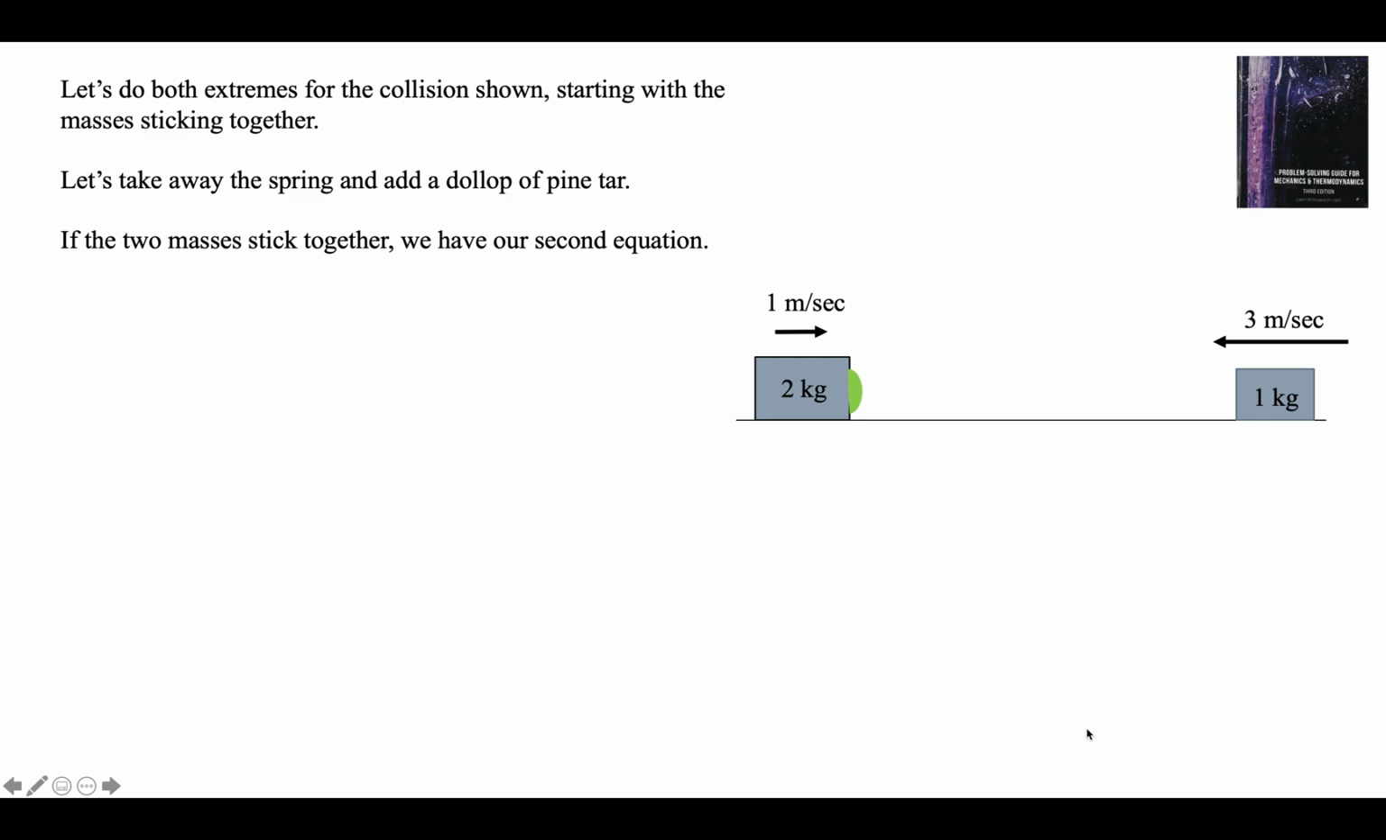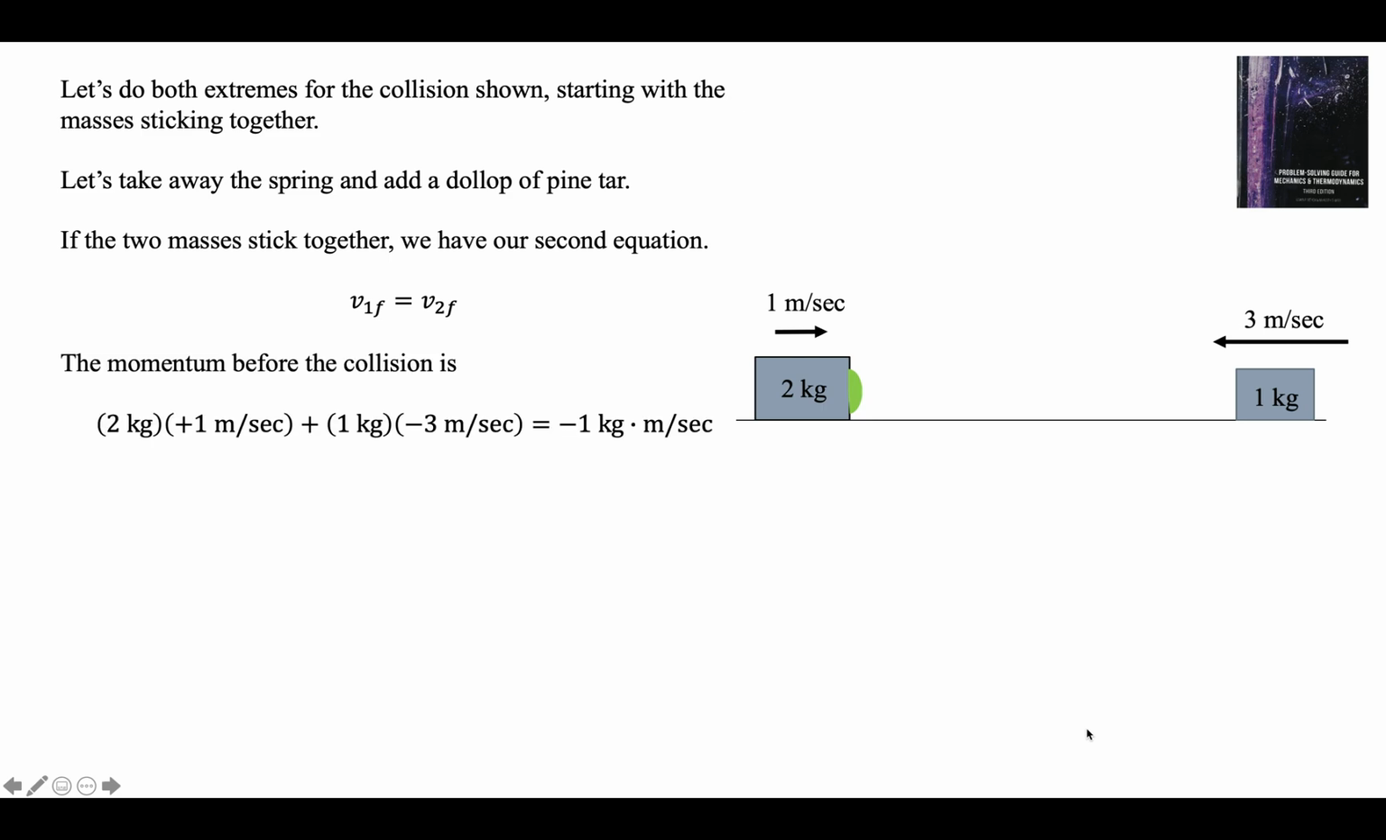Now we have our second equation. V1 final equals V2 final. They stick together, so they're going to have the same final speed. With the momentum before the collision, we go m v, m v. I remember to put the signs in, and we get minus 1 kilogram meter per second. It's 1 kilogram meter per second to the left. That's the initial momentum in the system, and that must be the final momentum in the system.